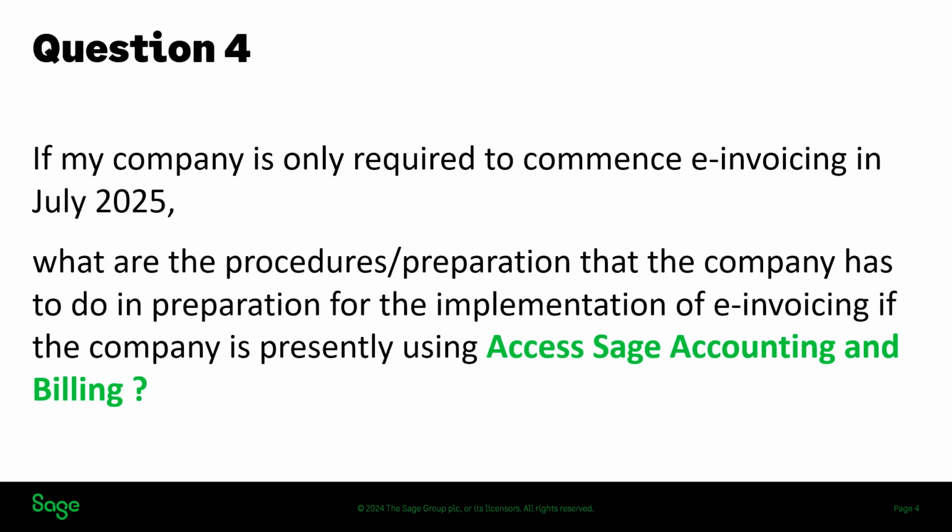Question: If my company is only required to commence e-invoicing in July 2025, what are the procedures and preparation the company has to do for the implementation of e-invoicing if the company is presently using Access Sage accounting and billing? I can only speak to that in a general sense, and the general sense is the preparation of collecting information about your customers: what their PEPO ID is going to be, what their TIN number is, or SST numbers, and all those different components. Now, in terms of how Access Sage accounting and billing are going to be implementing the e-invoicing requirements, that I'm not sure. Hopefully somebody from the Sage team can pick that up later on.